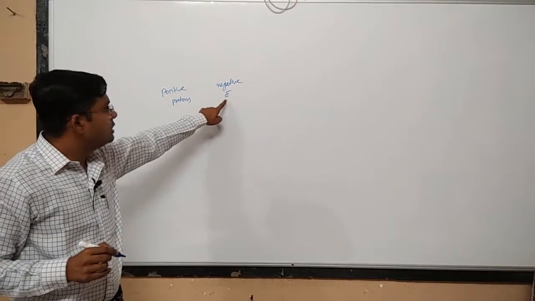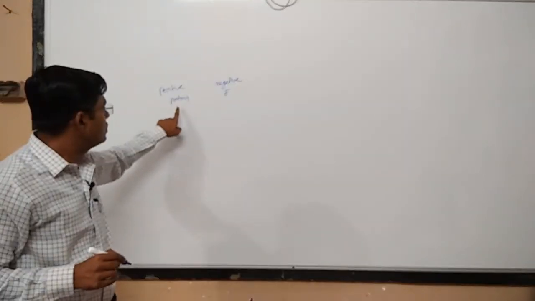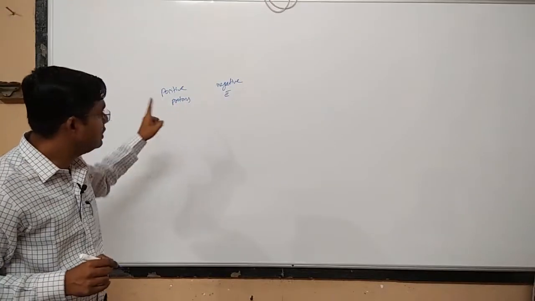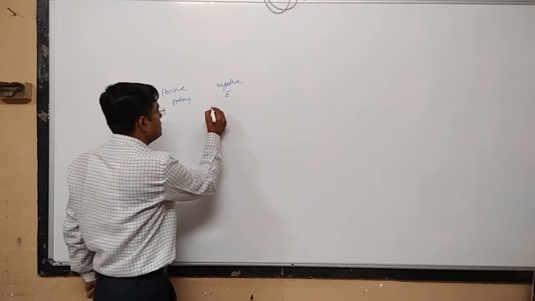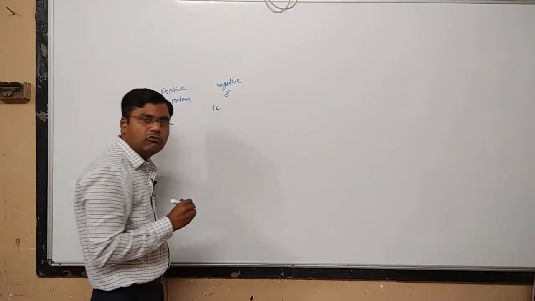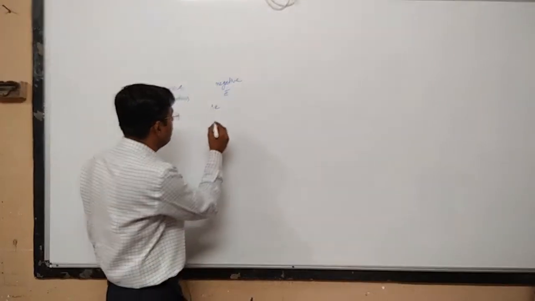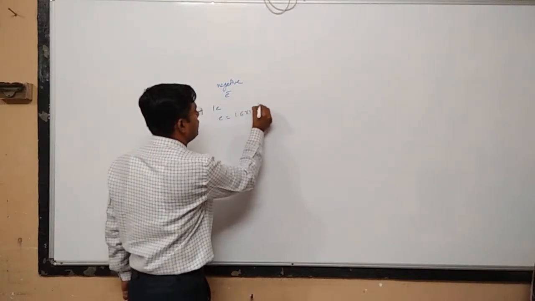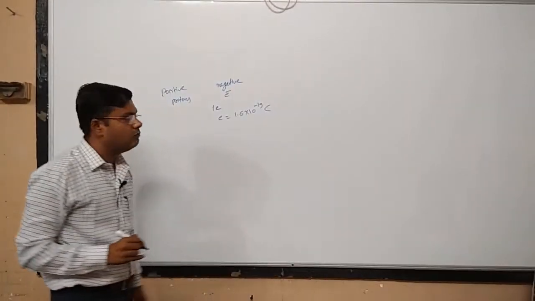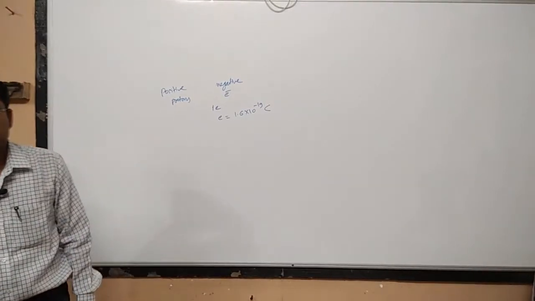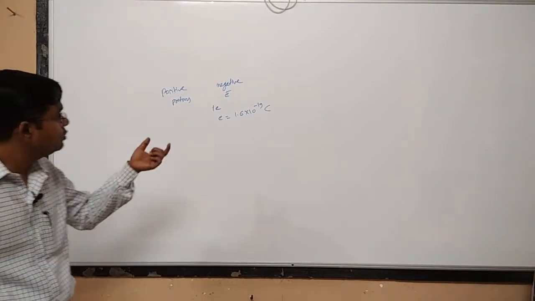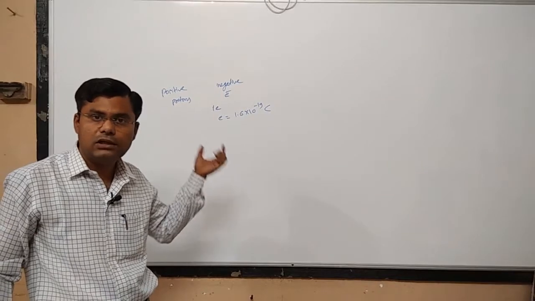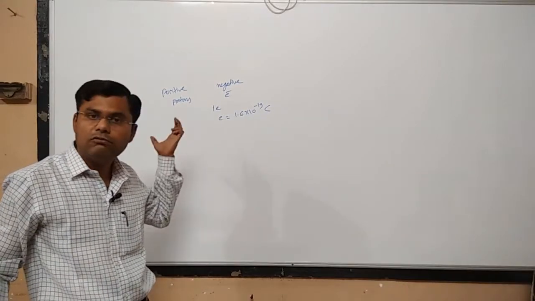Now what is the charge on this electron and on this proton? The charge on electron and proton is 1e. And what is the value of e? e is equal to 1.6 into 10 raised to power minus 19 coulomb. This is the minute charge which is deposited on one electron and on one proton.